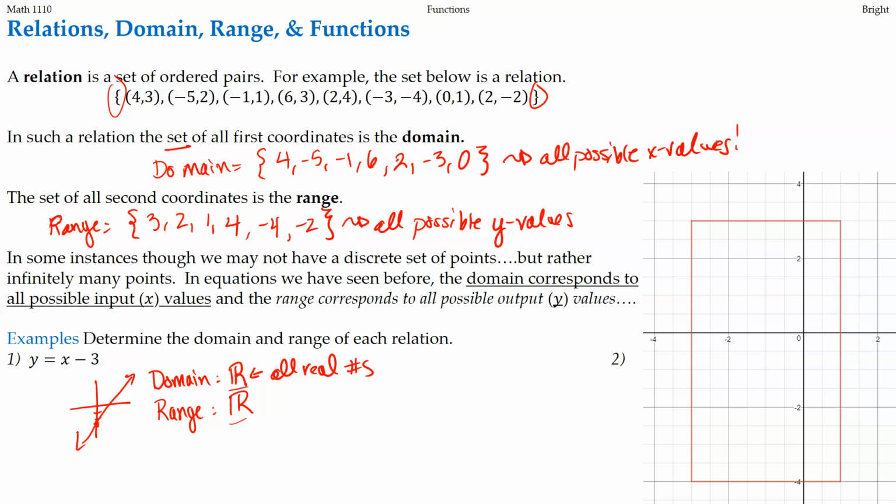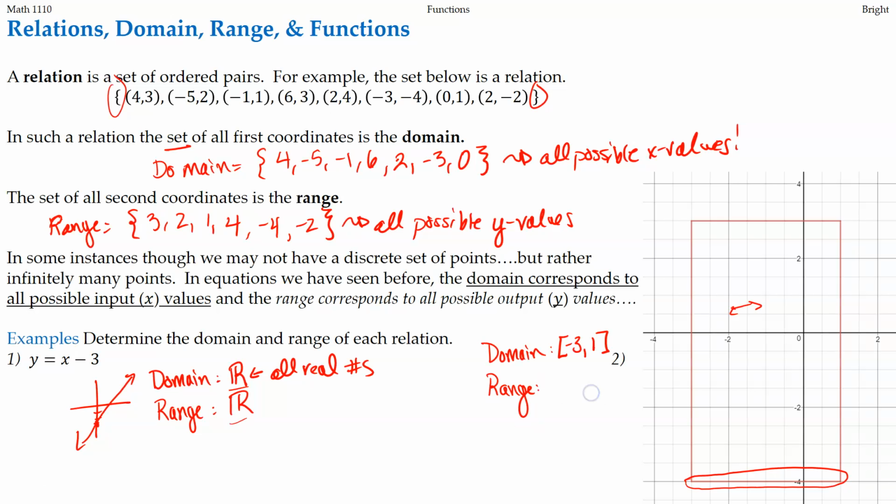I come over here and look at this one, and the relation that is being shown is depicted in red, or a dark reddish color. If I look at the domain here, I'm looking horizontally now, at all possible x values. If I look closely, I have all the x values between -3 and 1. So I'm going to represent that as an interval, -3, 1, and use brackets to enclose this to communicate that the endpoints are included. Then range.